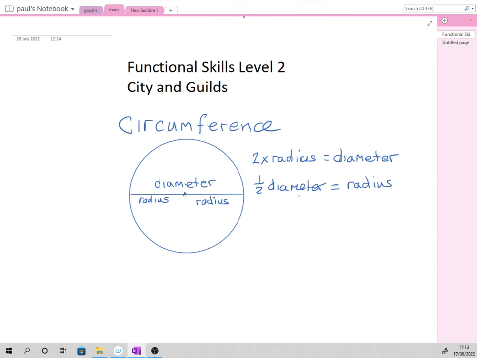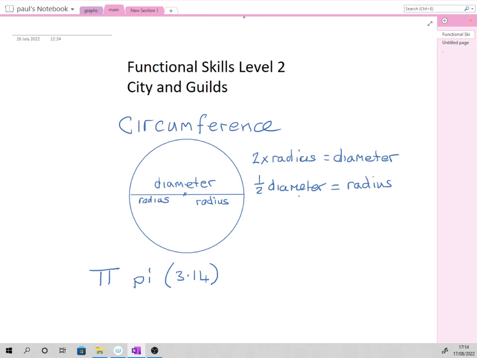Now, the other thing that we need to know, I think we touched on this before in one of the lessons, is this letter pi. And this has a value of approximately 3.14. It's a number called an irrational number. It's a number that goes on forever and ever, and you never finish it. And it's about 3.